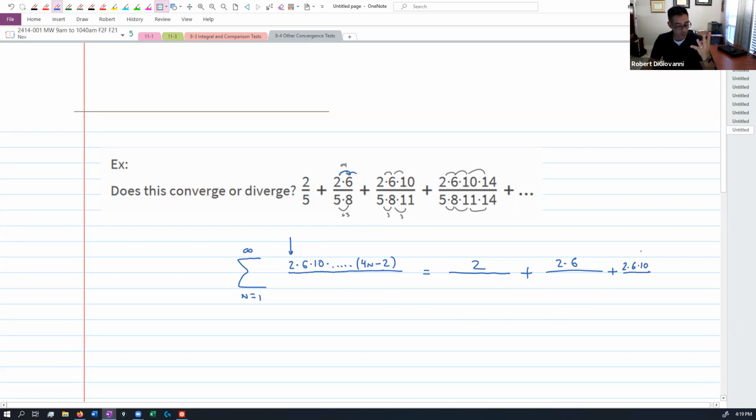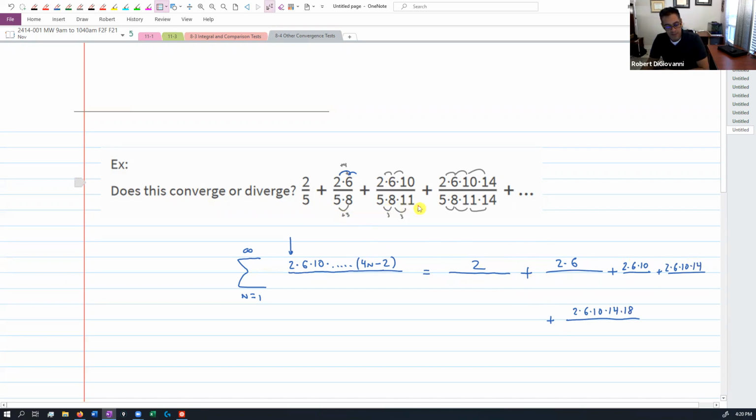Okay, now n is 4. So 4 times 4 is 16. Take away 2. 16 take away 2 is 14. So I'm going to go 2, 6, 10, and stop when I get to 14. And then just for the sake of doing it, what would the next one be? Let's see. So this is 1, 2, 3, 4. If we plug in 5, we're at 20. Take away 2 is 18. So we want to do this pattern until we get to 18. 2 times 6 times 10 times 14 times 18. I hope that makes sense. That's kind of weird. We've never seen that before.